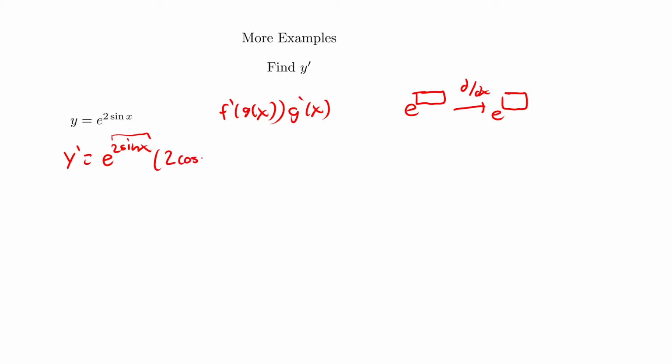So remember from last time, the derivative of sine is cosine. So this can actually be written as 2 cos x e to the 2 sine x. And it actually turns out that if y is equal to e to some function, y prime will just simply be whatever g prime of x is times e to the g of x. And sometimes this is known as the general exponential rule.